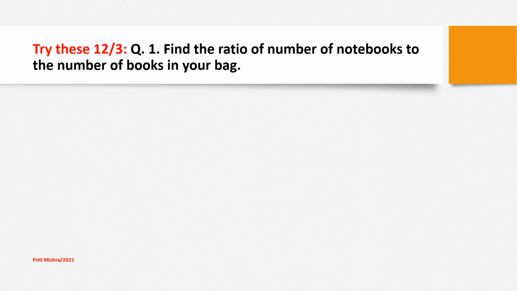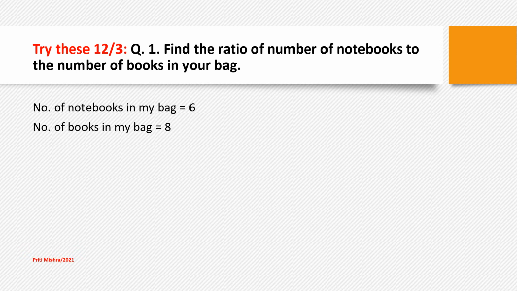Try this 12 by 3, question number 1. Find the ratio of number of notebooks to the number of books in your bag. I am talking about my bag. Number of notebooks in my bag, that is 6. Number of books in my bag, 8.